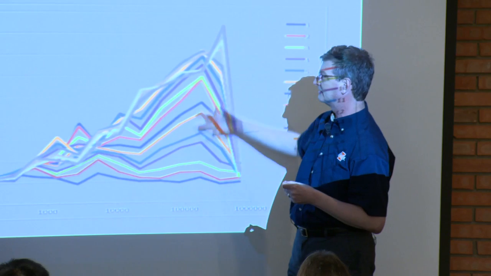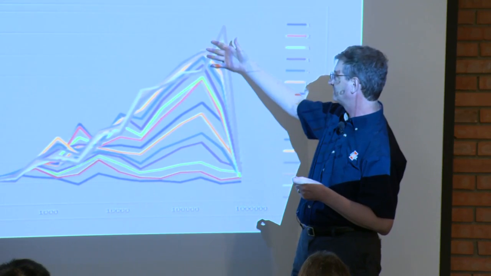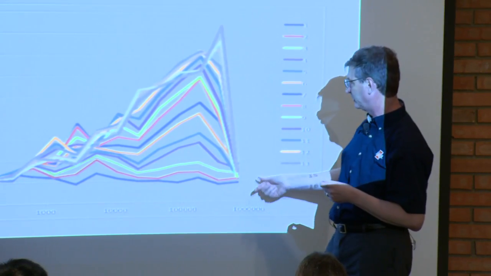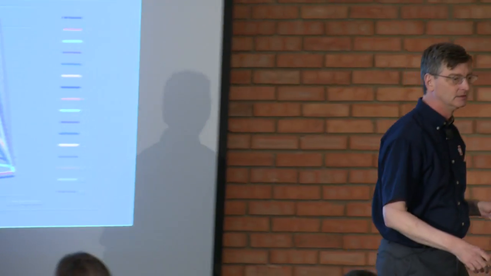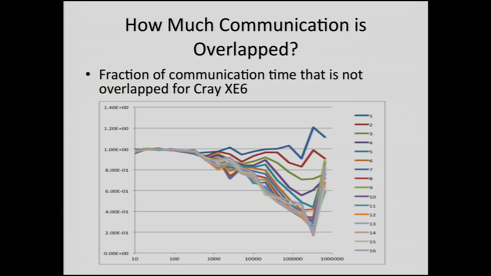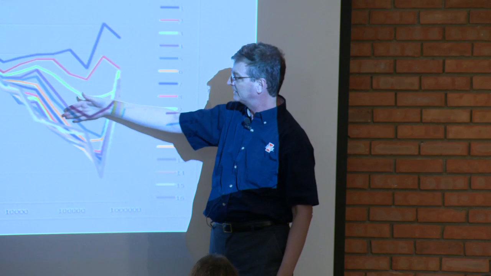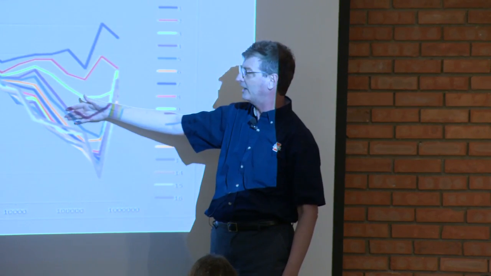I get a significant benefit, actually fairly large, as long as I don't go to really large messages where the benefit disappears again. And we can even look at how much of the communication is overlapped in this case. So this is the fraction of the communication time that is not overlapped on the Cray. And so again, if you have at least, I don't know, 4, maybe 6 MPI processes communicating, then you get a reasonably good fraction.